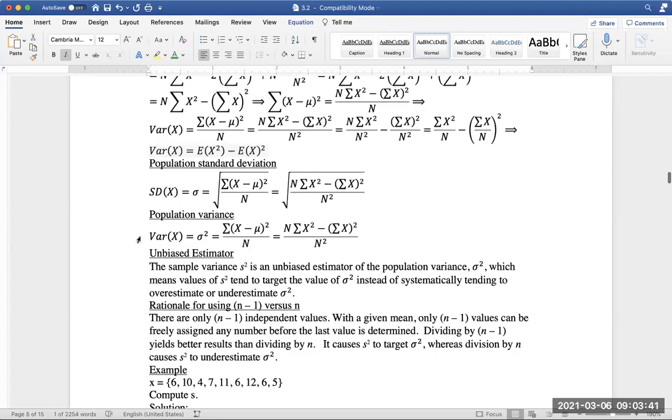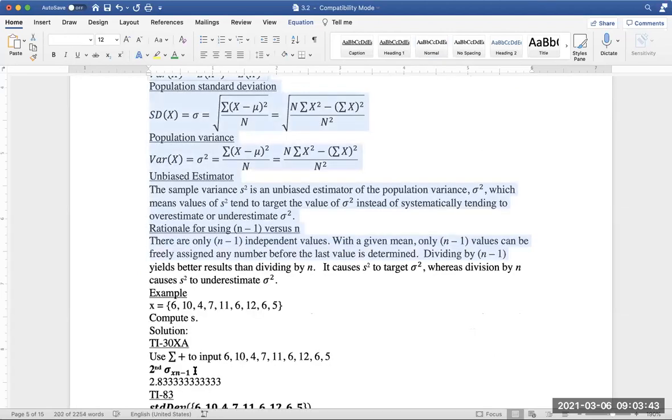So the rationale is that there are only n minus 1 independent values. With a given mean, only n minus 1 values can be freely assigned. Any number before the last value is free, and the last value is determined. So dividing by n minus 1 yields better results than dividing by n. It causes the sample variance to target the population variance, whereas division by n would cause S squared to underestimate sigma squared.